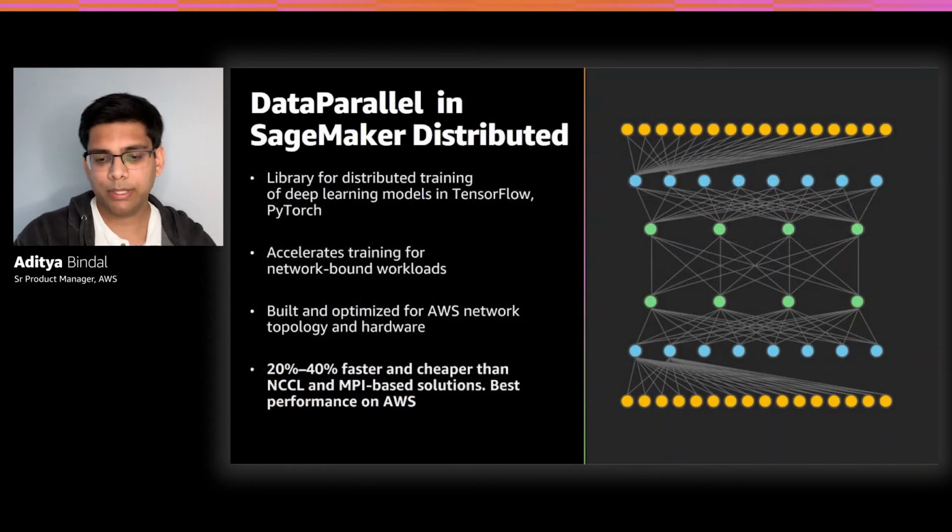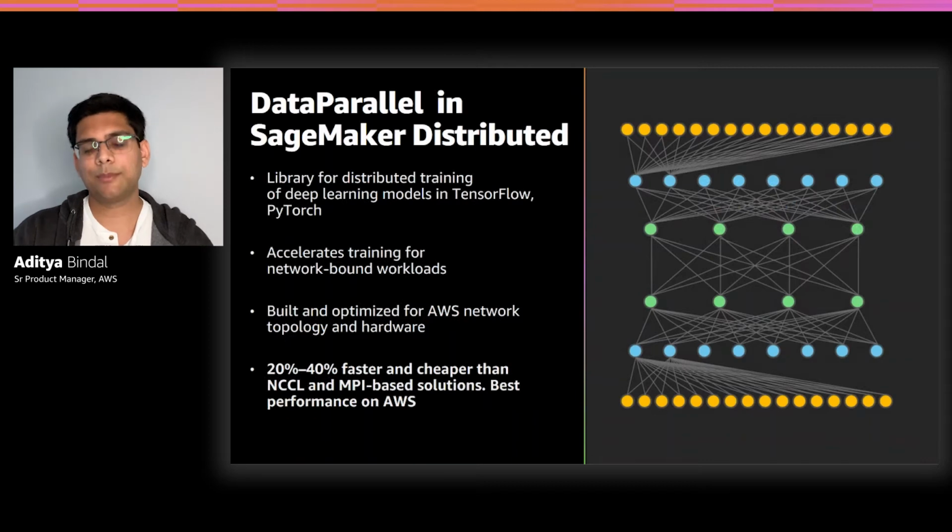So what we've built is that same underlying technology, but we challenged our teams to make that available to all developers through Amazon SageMaker with a very easy-to-use API that automates a lot of the performance tuning and complexity we've talked about beneath the hood. So it's a library for distributed training of deep learning models in TensorFlow and PyTorch, and it speeds up your training jobs when your bottleneck is network. So when you're network bound, this will make your training cheaper and faster.